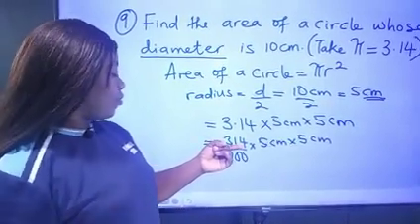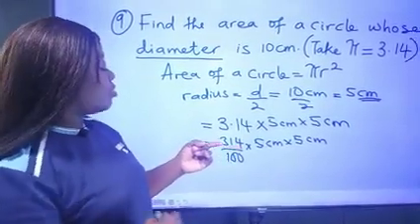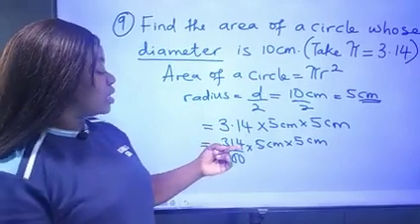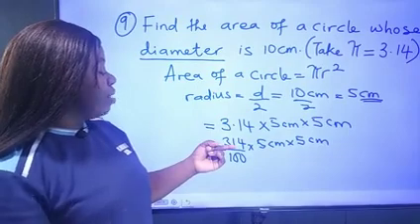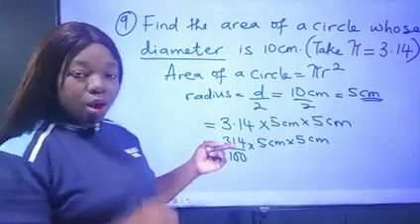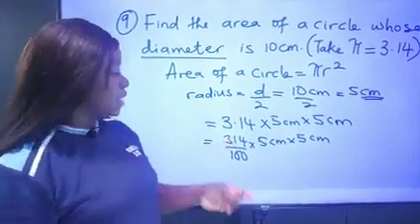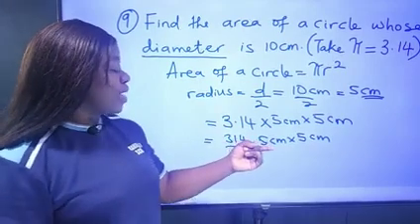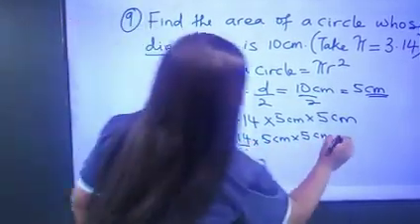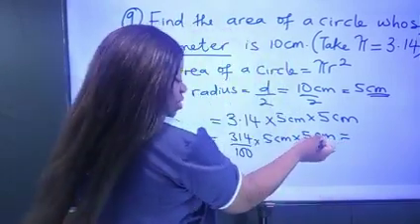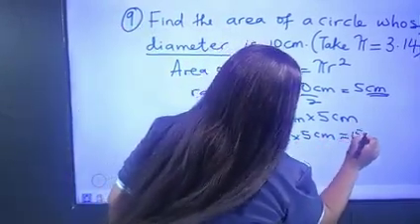So 314, what will it give us? 300 will give us 150, 14 will give us 7, so that's 157. Okay, now write 0 beside it. That is 1570. So now 314 times 5 is 1570. Now 1570 times 5. That's interesting.